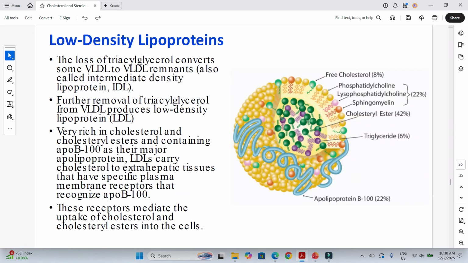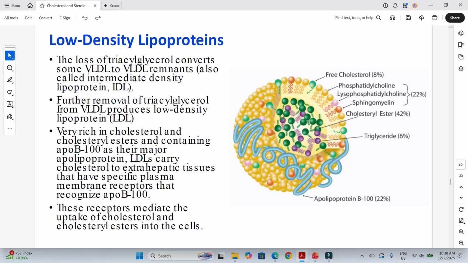Now, the high density lipoproteins, these are the good cholesterol, right? I think I skipped. So, low density lipoproteins first. The loss of triacylglycerol converts VLDL to VLDL remnants. We also call them intermediate density lipoproteins, all right? So you see here another cartoon representation of a low density lipoprotein this time around. So further removal of triacylglycerol from VLDL produces low density lipoprotein.